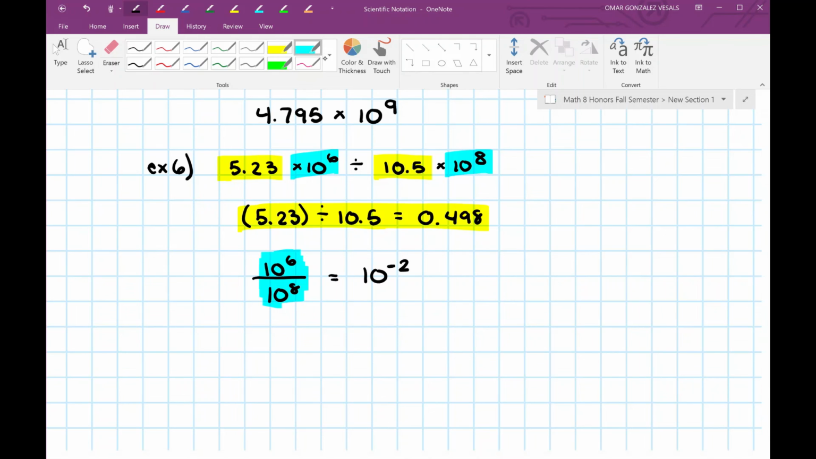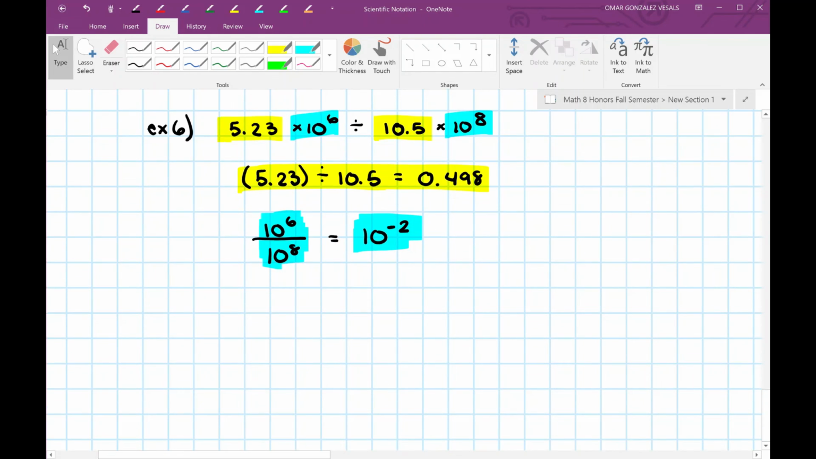So my answer as of now is 0.498 times 10 to the negative 2. What's wrong with that? It's not a number between 1 and 10, right? So I need to move it over one time. So this would be 4.98 times 10 to the power of negative 1, because it's still a negative 2, but since we moved it over 1.